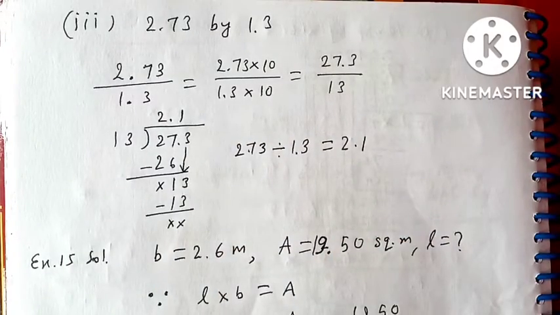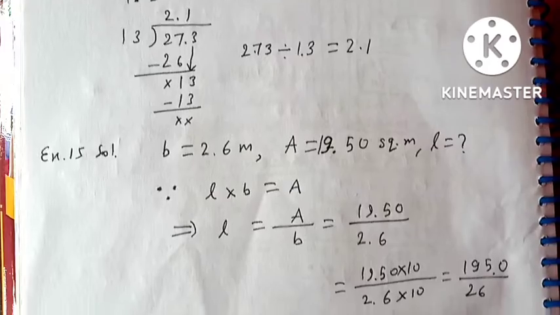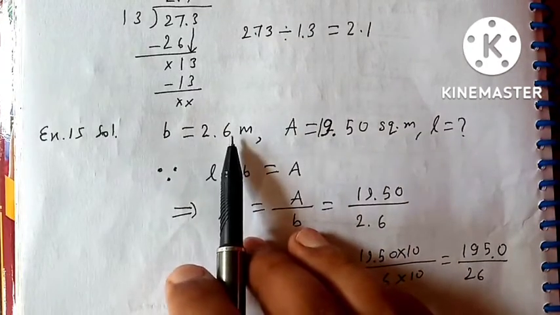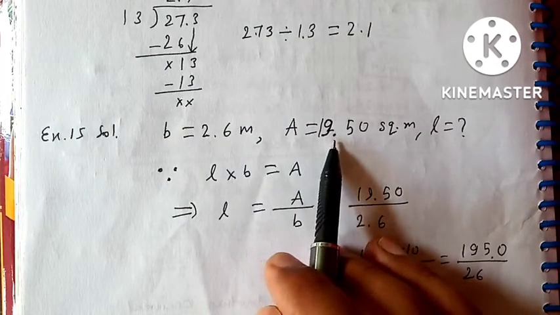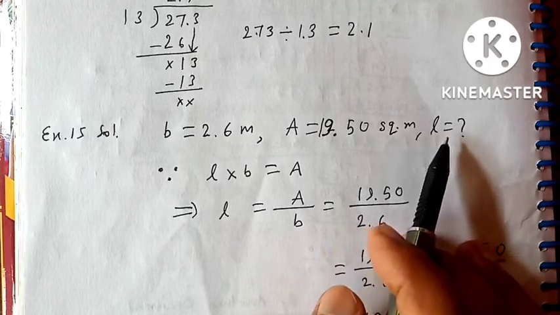In example 15, you are given breadth and area. Breadth is 2.6 meter and area is 19.5 square meter. You have to find the length.